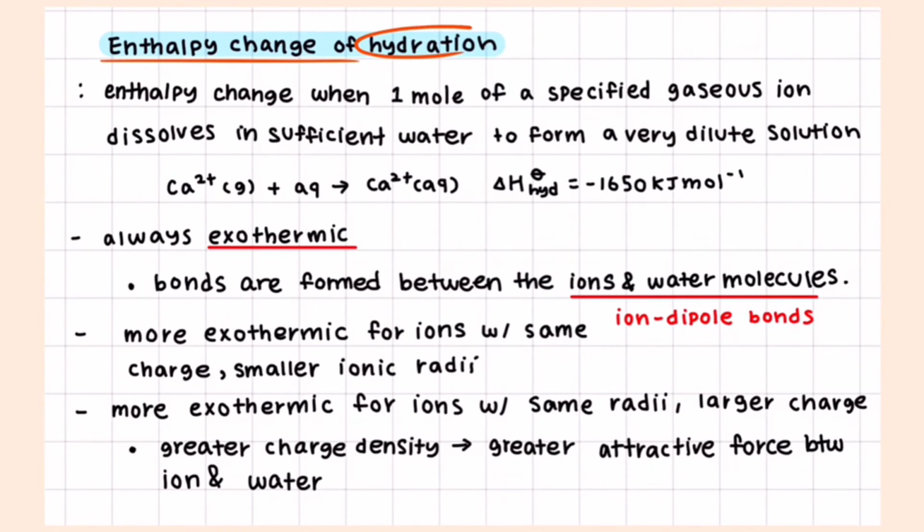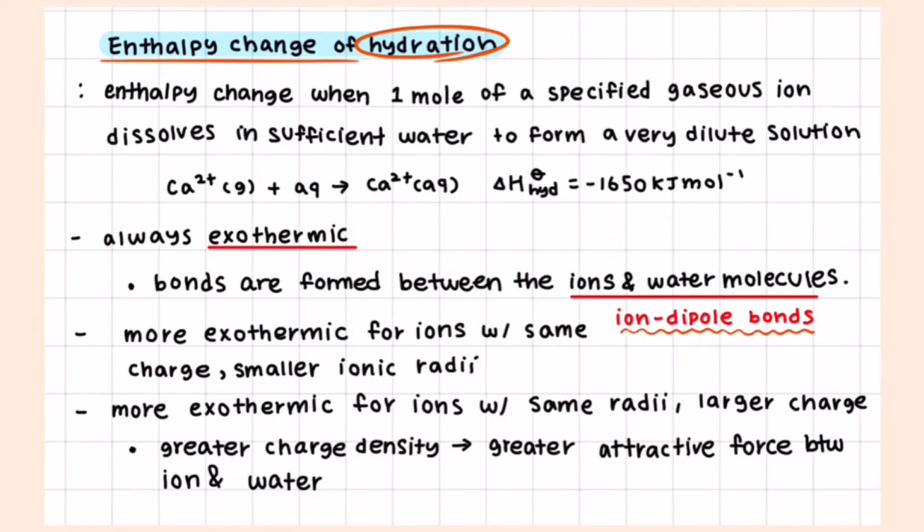Enthalpy change of hydration is the enthalpy change when 1 mole of a specified gaseous ion dissolves in sufficient water to form a very dilute solution. For example, gaseous calcium 2+ ion dissolves in sufficient water to form a very dilute solution of calcium 2+ ions. The enthalpy change of hydration is always exothermic. This is because bonds are formed between the ions and water molecules, and these bonds are called ion-dipole bonds.